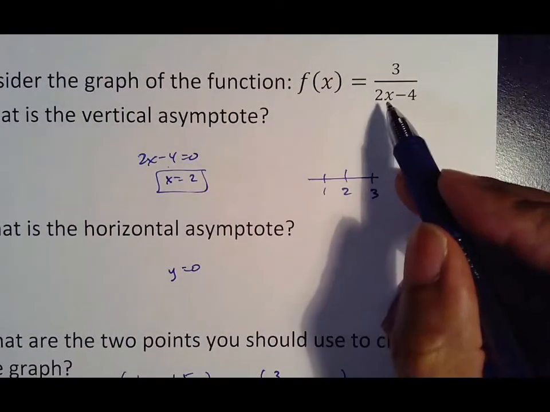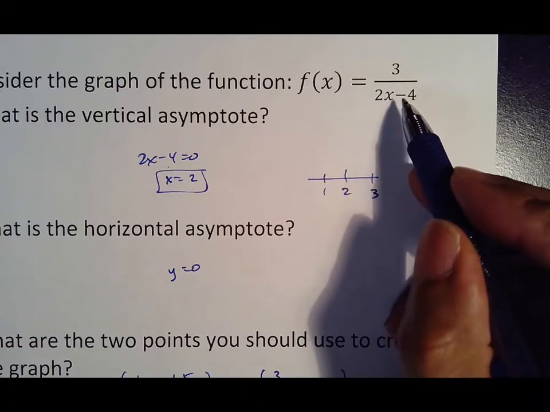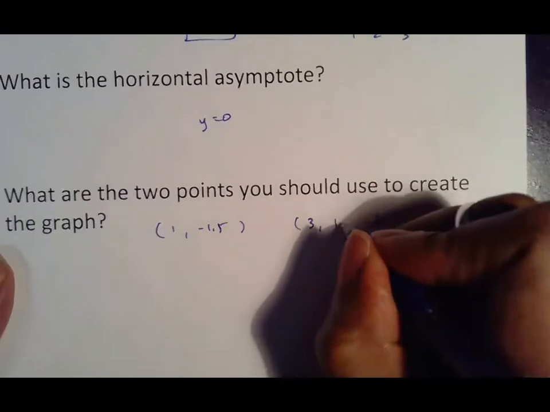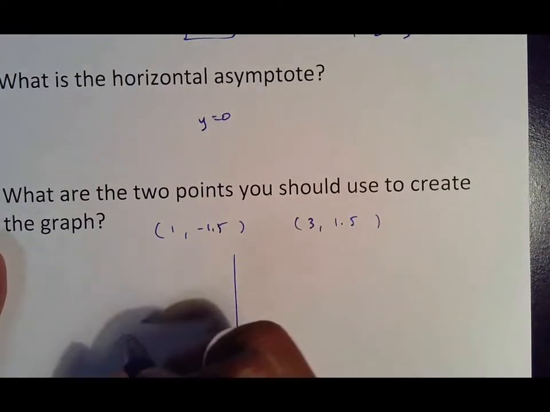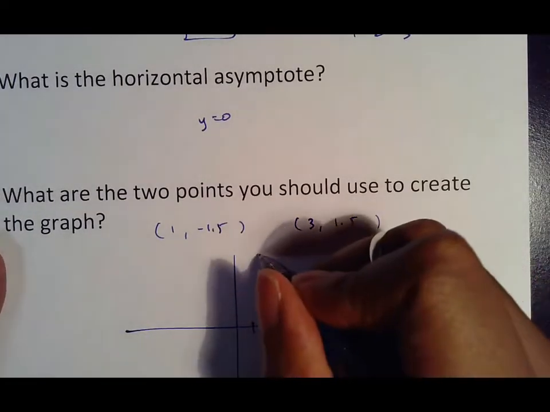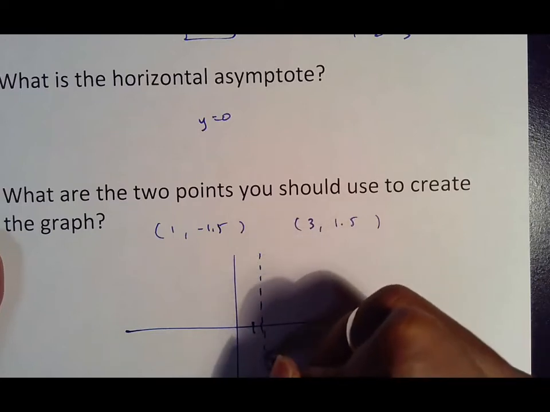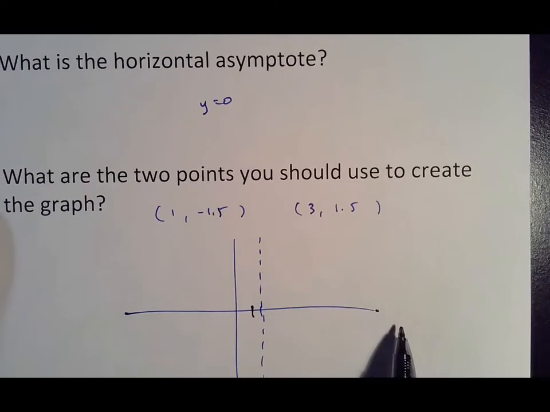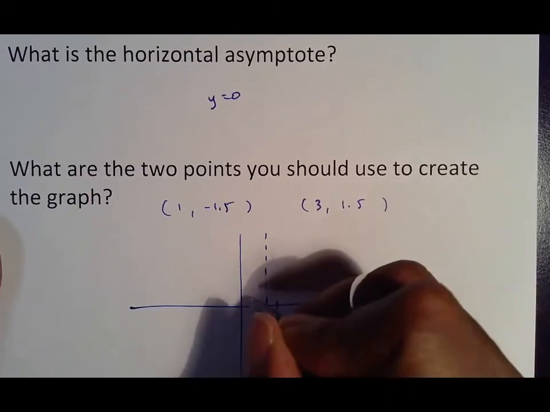2 times 3 is 6. 6 minus 4 is 2. 3 divided by 2 should be positive 1.5. And so again, when I go to do this, I'll go to 2, which is actually a number this time. Draw my asymptote through 2. Vertical asymptote's there. 1, 1.5.